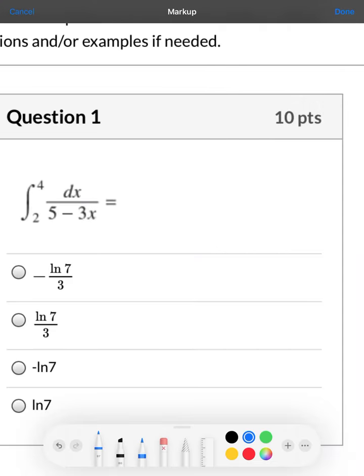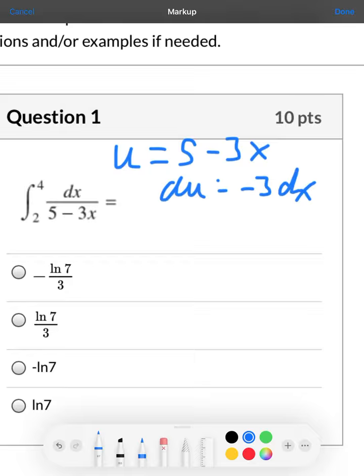This is integration quiz number 1, so let's work this one out. So we're going to use u substitution. So if that's u, then du would be negative 3 dx. Okay, so if we do our substitution, u gets that piece.